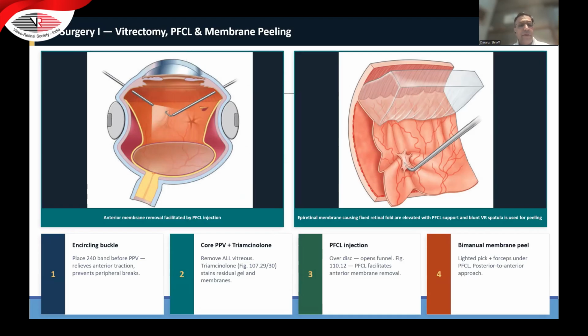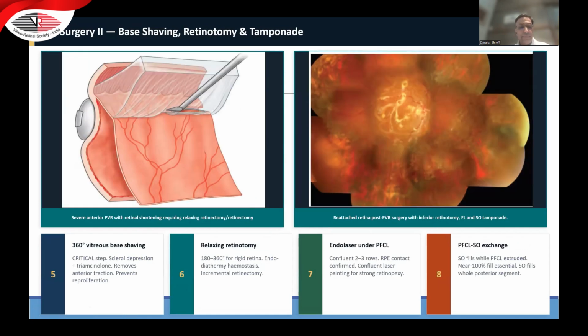So if we have a PVR, we have to go in a stage-wise way to do the surgery. I always say the first stage should be putting an encircling band. When we do a vitrectomy, put triamcinolone to see what is left. PFCL injection helps like a third hand. And very importantly, bimanual membrane dissection is very useful in these cases. Sometimes if this does not work, we have to do a relaxing retinectomy, after which the endolaser is done and we end with a PFCL oil exchange.